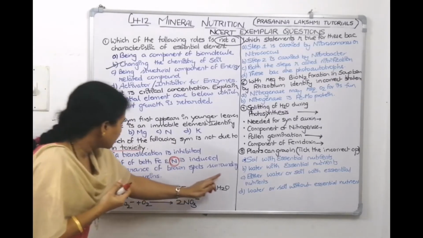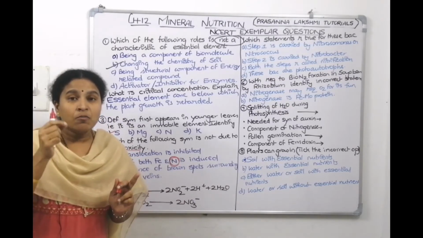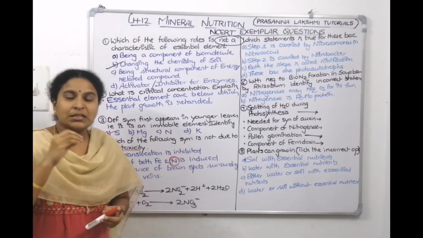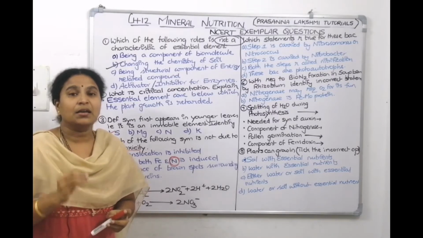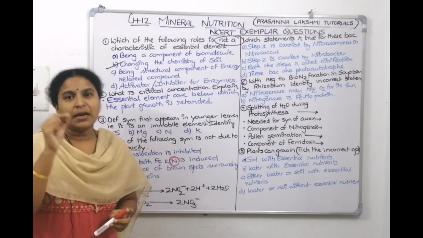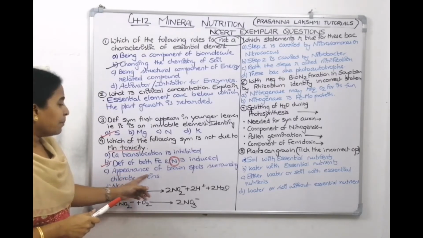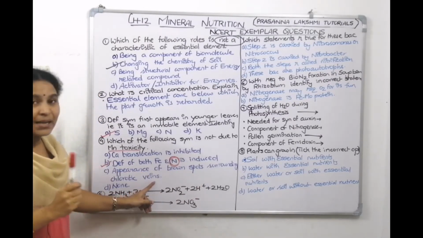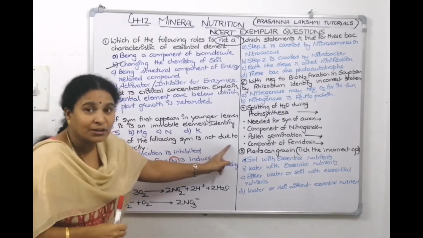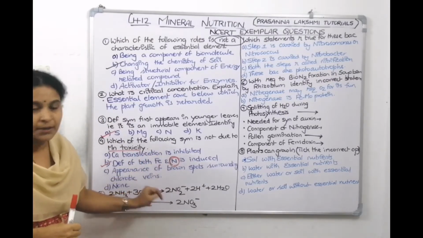Appearance of brown spots surrounding the chlorotic veins is the symptom of manganese toxicity. Brown colored patches. Come on, go and notice some leaves. See if there is any brown color patch surrounding the yellow colored vein. Chlorosis means loss of chlorophyll. If green color is lost, it's yellow color. Surrounding the yellow colored vein, if brown colored patches are present, then it is called as appearance of brown spots surrounding the chlorotic veins, a symptom of manganese toxicity. So they asked which of the following is not. Nitrogen deficiency is not due to manganese toxicity, children.